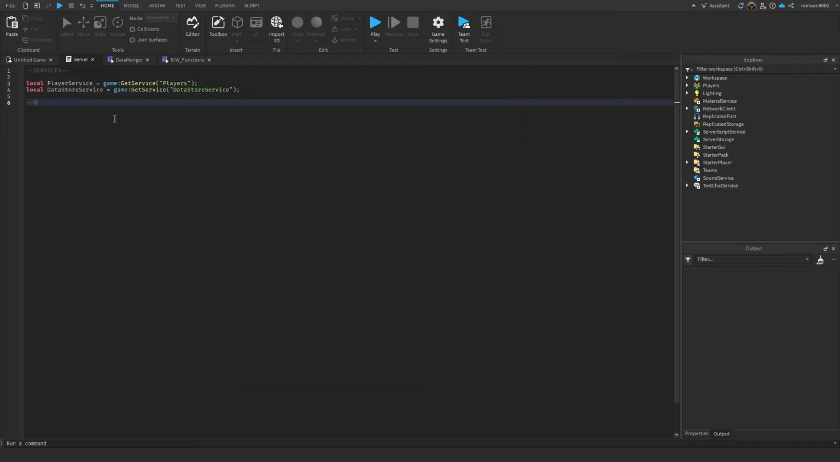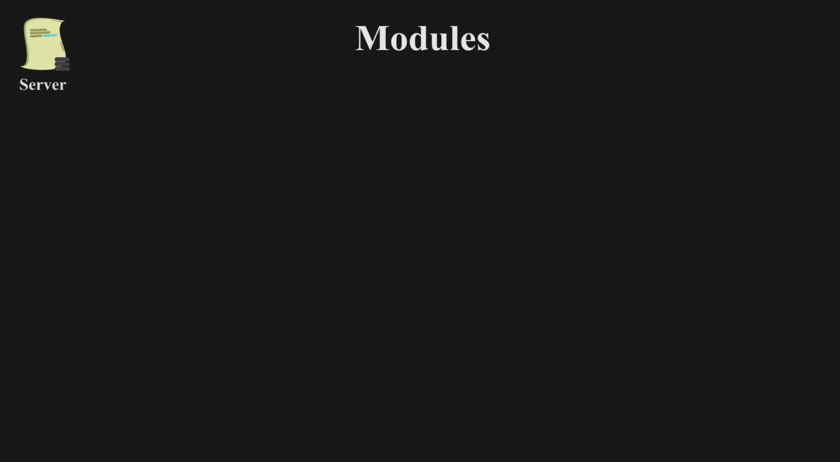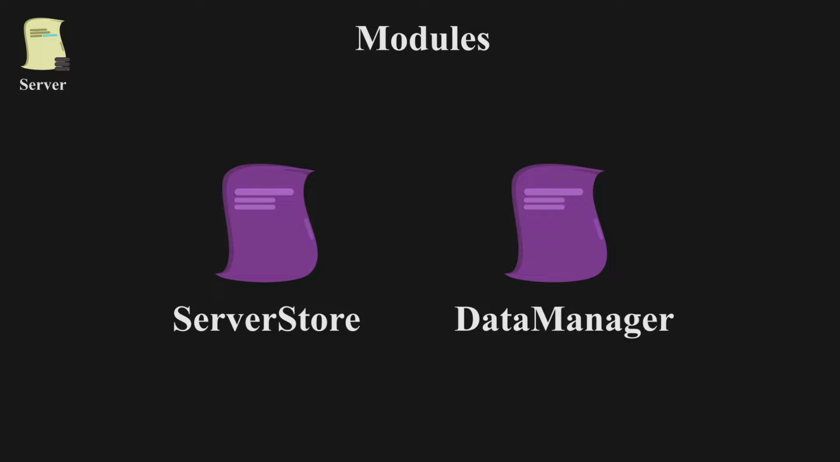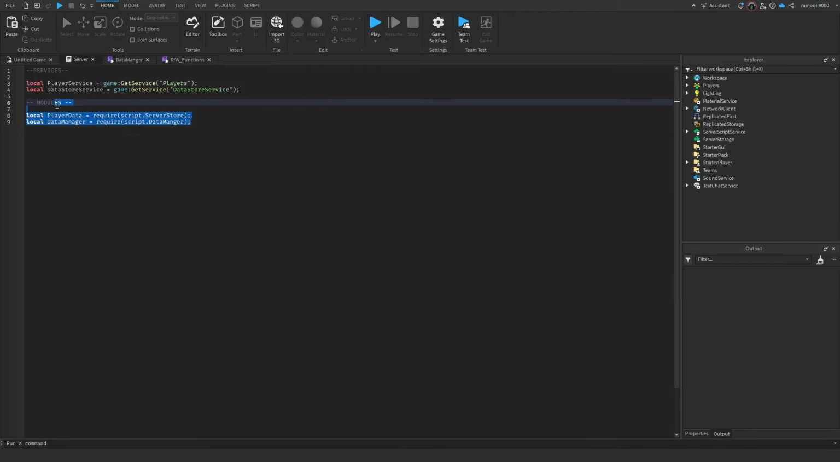The next thing we're going to work on is the modules. Now, in this one, we want to reference both modules that we created, the server store module and the data manager module. So this is how we are going to reference the data manager and the player data store. So the player data is a table of buffers, and that will be where all the data is stored. And the data manager is where all of our functions that will process data will be stored as well.